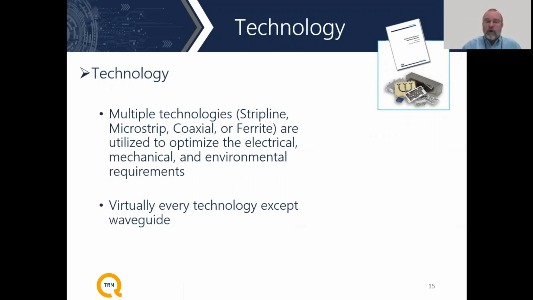We use lumped element designs with ferrite transformers, wire wound transformers, capacitors. We also utilize distributed circuits as well, going to microstrip, strip line, coax, and all the other technologies, like I mentioned in other webinars here. Really, we use virtually every technology except for waveguide here at TRM. Okay, and then maybe you could identify some of the typical applications then.